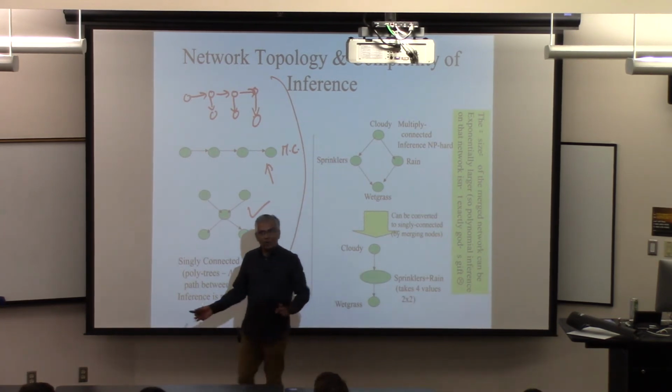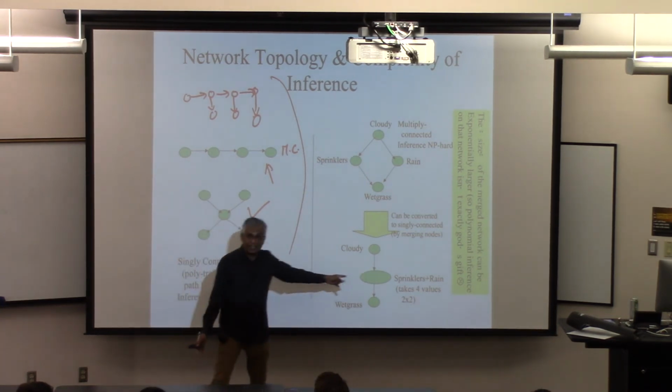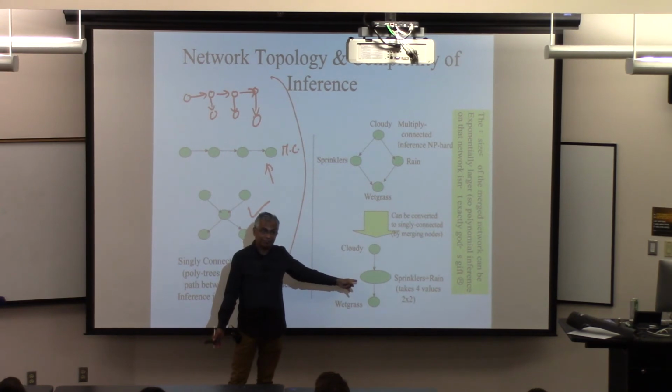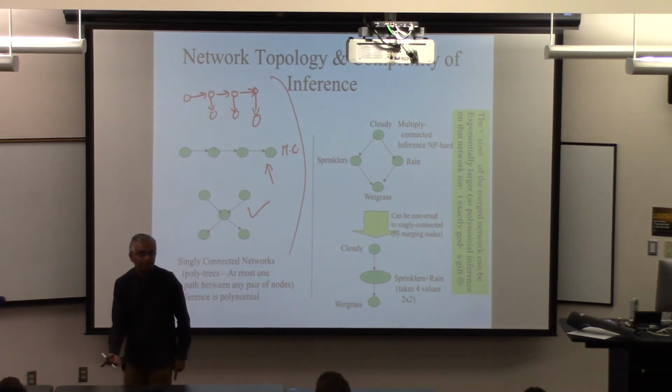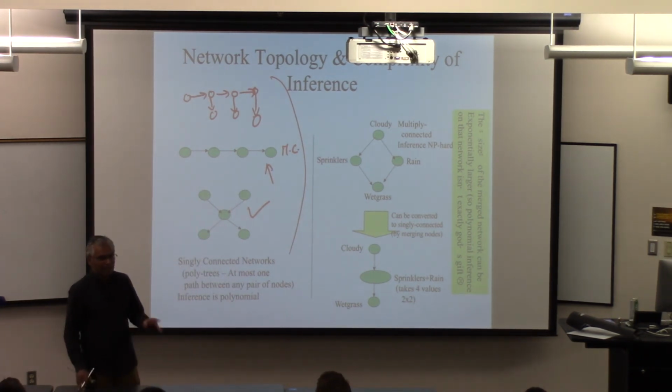So did I just show P equal to NP? Because this one is singly connected. You understand what I'm saying? This one is singly connected, and I told you singly connected networks are polynomial. And I just took a multiply connected network, which is a bad thing, and converted it to a good thing. It's like connection conversion. What happened? Why haven't I proved P equal to NP?